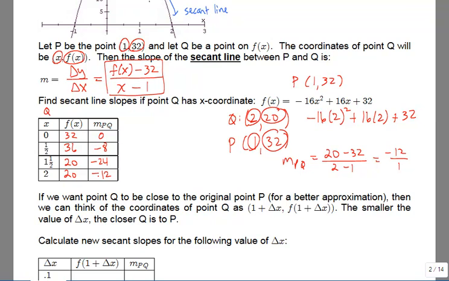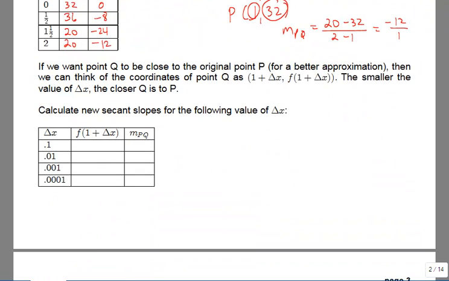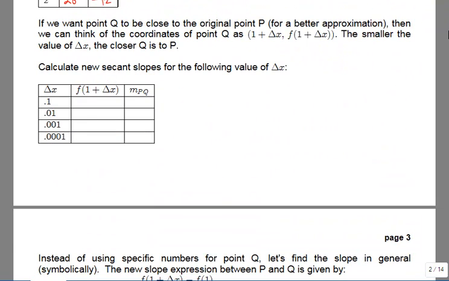Okay? So as you can see, we can approximate these tangent line slopes by using secant lines. And the closer that we get to point Q, the better our approximation should be. But this is a pretty tedious process. You have to calculate each one of these by hand. So what we're going to look at next is a similar approach, but a slightly different notation. So we want point Q to be close to the original point P. That way we're going to get a better approximation.